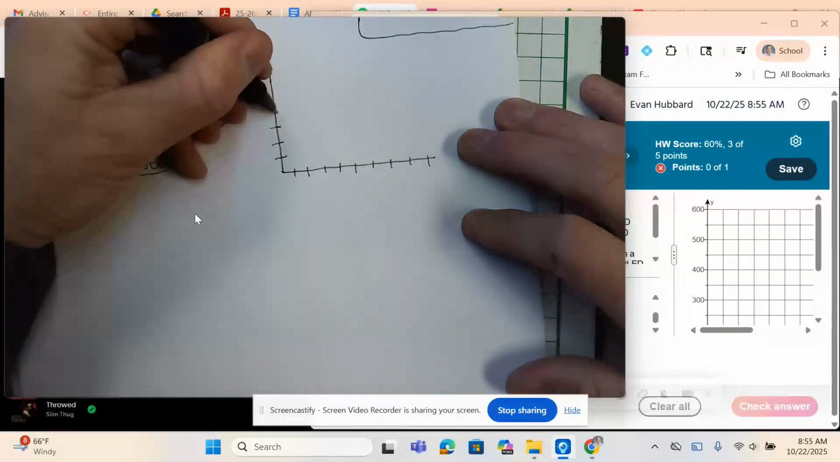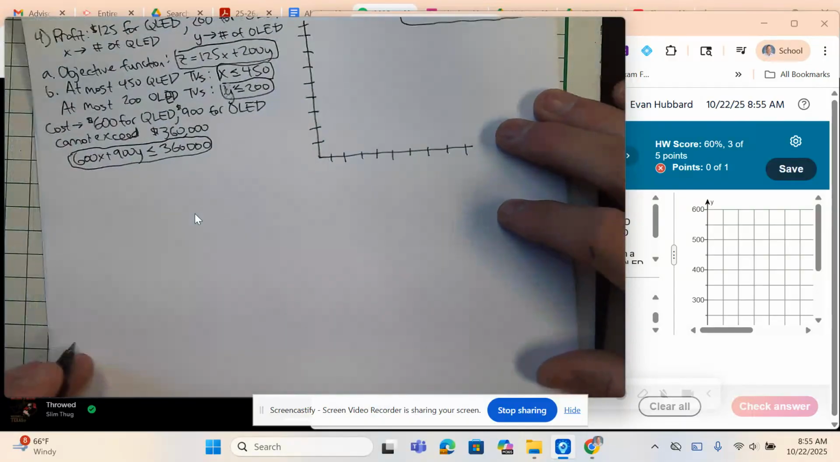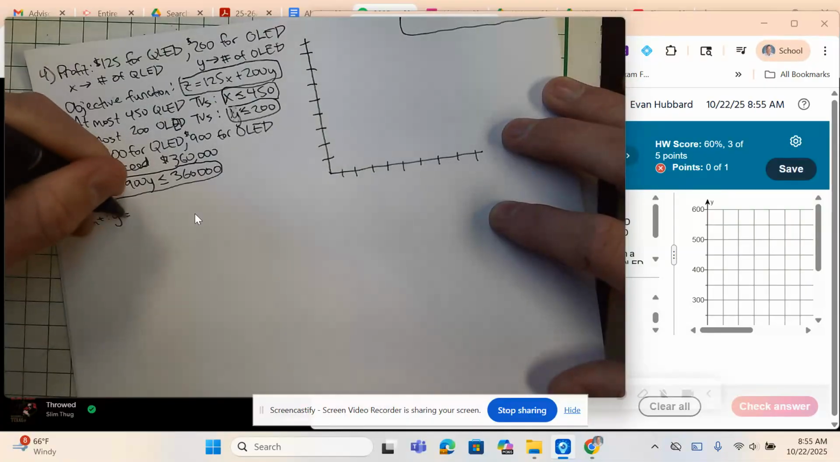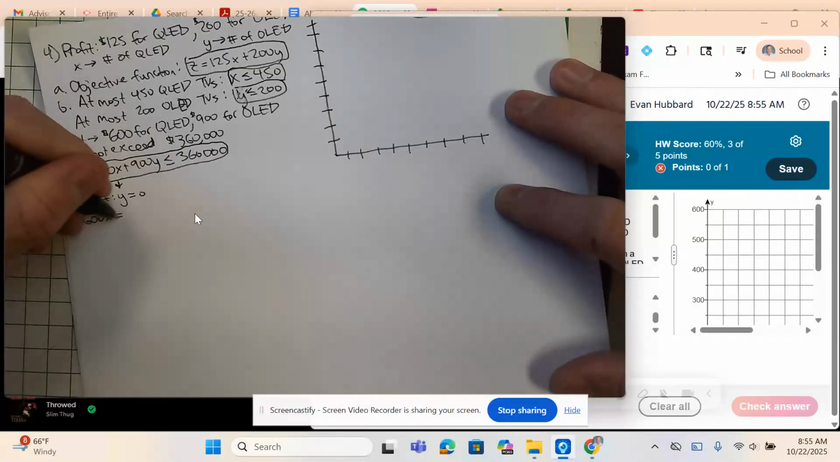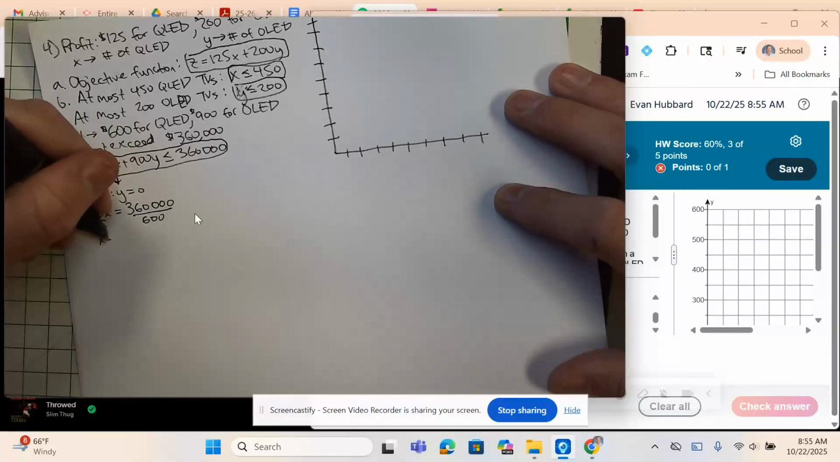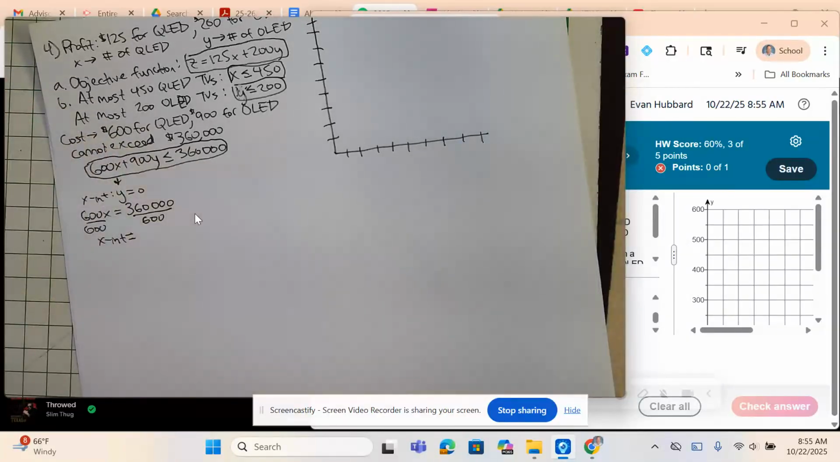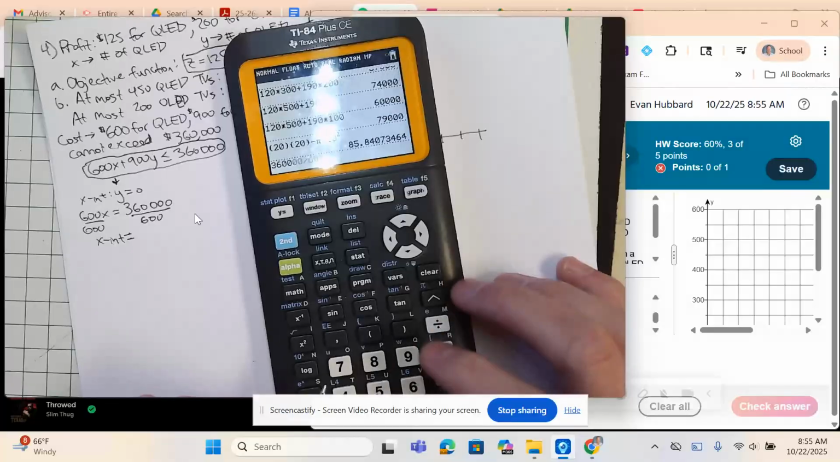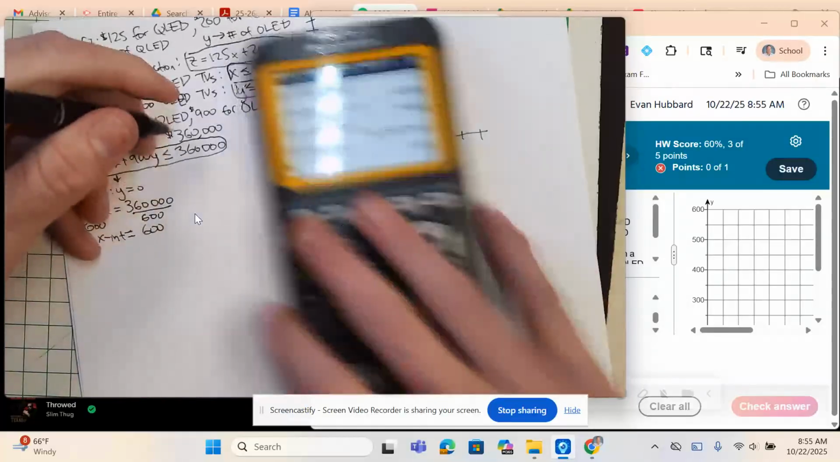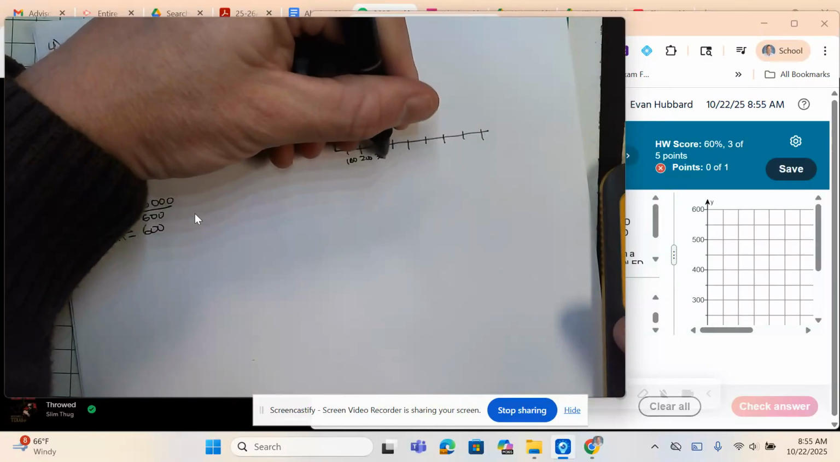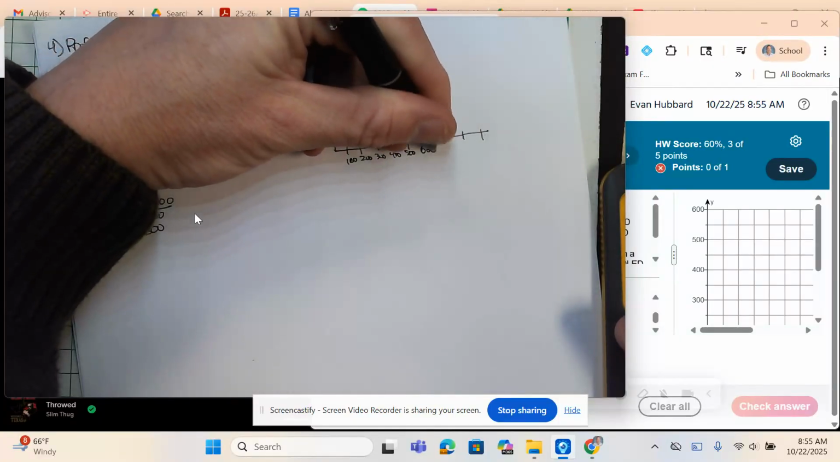I'm actually going to first figure out the intercepts for this one right here. So the x-intercept, make y equals 0. So 600x is equal to 360,000. Divide by 600, divide by 600. The x-intercept is 360,000 divided by 600, so 600. So the x-intercept is 600. So 100, 200, 300, 400, 500, 600.